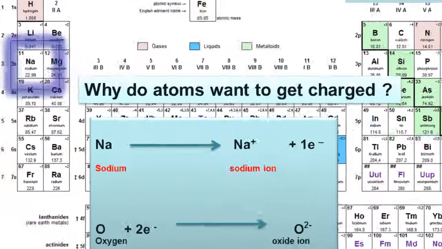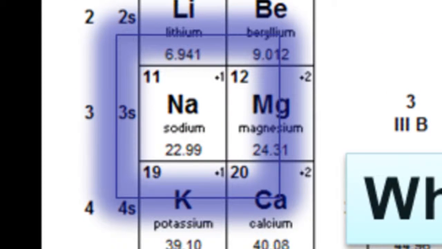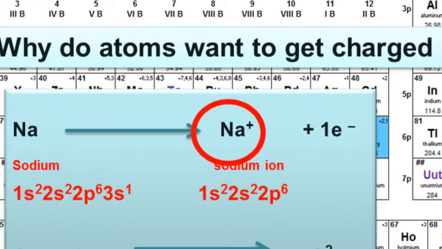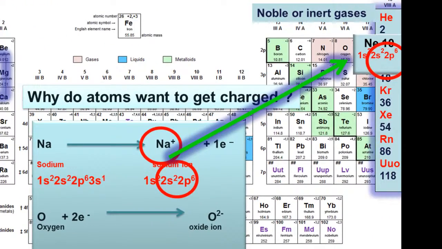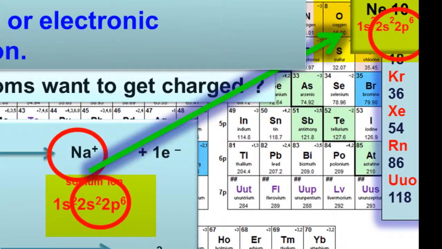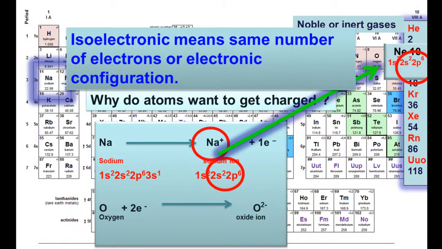Let's try to understand this with the help of sodium. Sodium has 11 electrons in its electronic configuration. Neon has 10 electrons in its electronic configuration. If sodium loses 1 electron, then its electronic configuration will be exactly similar to that of neon, and they become isoelectronic. So sodium ion and neon gas are isoelectronic because they have a similar electronic configuration, or the same number of electrons, and are very stable. So a sodium ion is going to be more stable than a neutral sodium atom.